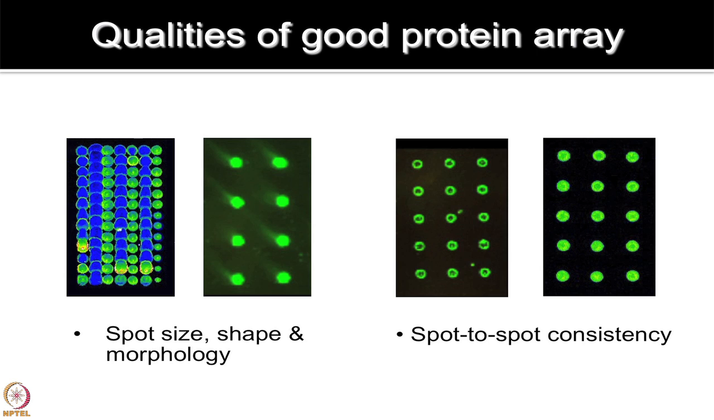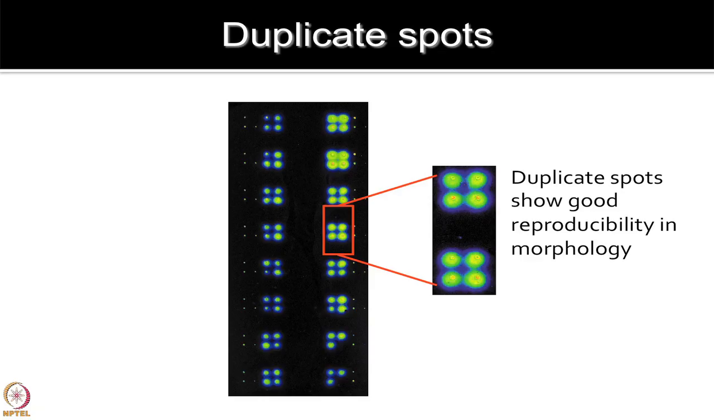In the middle, you see a slide with the donut effect, the third slide from the left. And the last one is the more consistent slide with the proper spot morphology, and you want to use these kinds of spots for the printing, while the rest three printings will actually not be used. You also want to see how good your duplicate spots look, how reproducible they are, and this is shown in this slide, which looks pretty good.